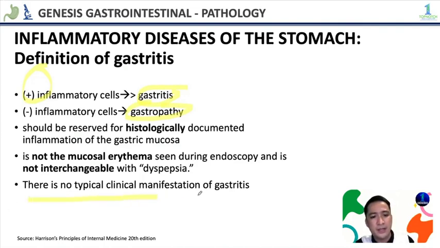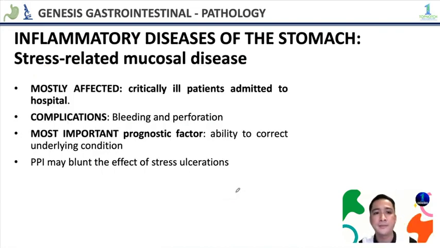Actually, there is no typical manifestation of gastritis. It depends on the clinical findings of the patient. It is very important to correlate histologic findings of gastritis with the clinical picture of abdominal pain, dyspepsia, or endoscopic findings noted on gross inspection before we can tell the true diagnosis. So it varies, there is no typical manifestation of gastritis.